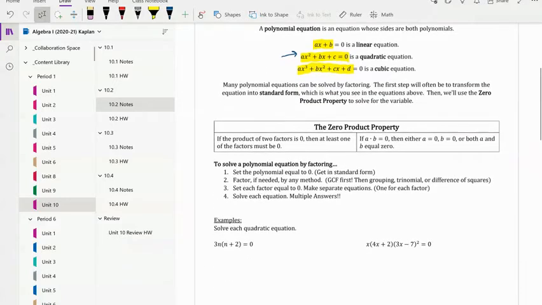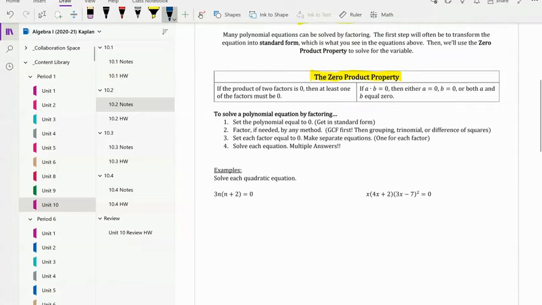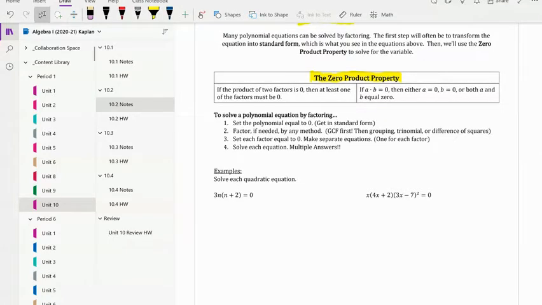So let's scooch on down here. We're talking about this thing called the zero product property. And some of you are going to look at this and be like, well, that makes zero sense. But I'm going to do my best to explain it here. The idea is, here's the words. It says if the product of two factors is zero, then at least one of the factors must be zero. Okay, and then you got some math over here. If a times b equals zero, then either a equals zero, b equals zero, or both a and b equal zero.